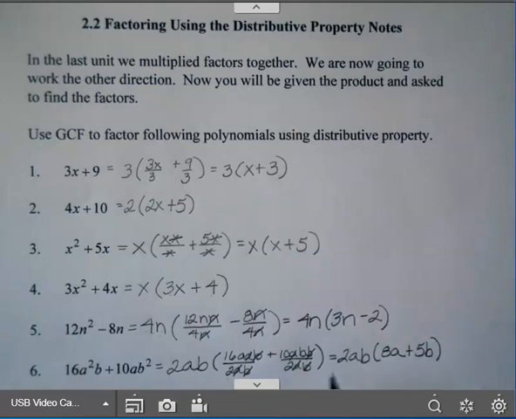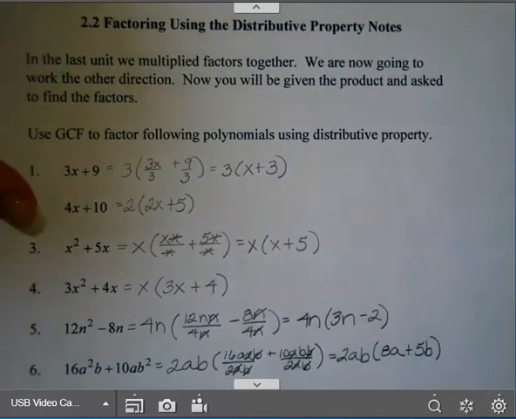And you could multiply this out. If I do that, 2 times 8 is 16. A times A is A squared, and then I still have the B. On the second term, 2 times 5 is 10. I have an A, and then B times B is B squared. So it does work. Let's scoot my paper up.